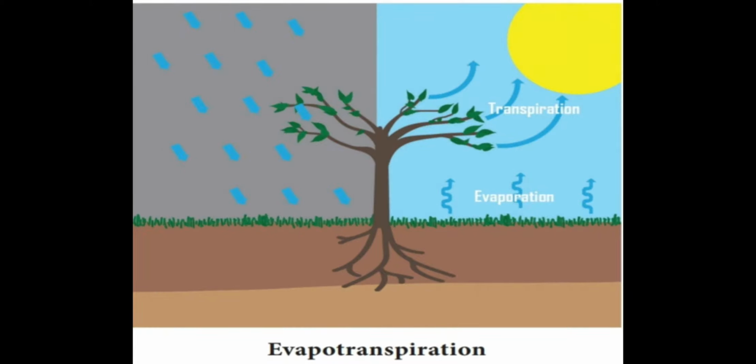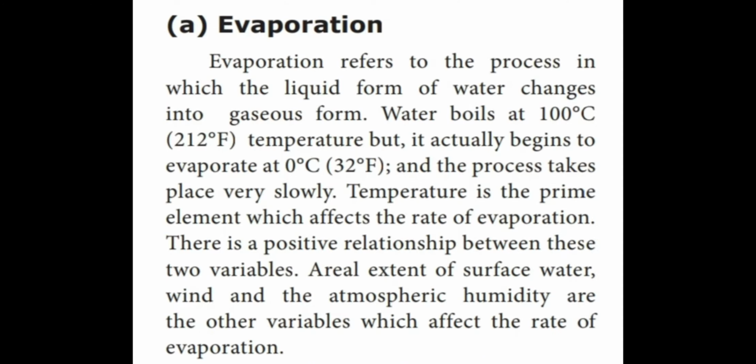So the picture tells evapotranspiration. Here you could see a tree. Evaporation occurs from the land, and transpiration occurs from the tree. From the land, a small amount of water is getting evaporated because of the sun's rays. That is called what? Evaporation. And a small amount of water from the tree is getting transpired. Both together are called evapotranspiration. Got it?